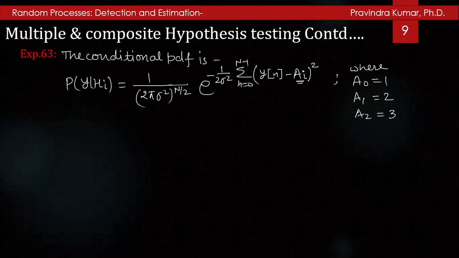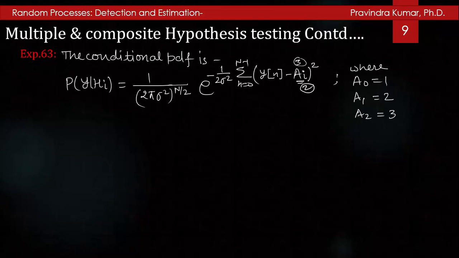And under the hypothesis H1, P(y given H1) will be equal to (1 by 2 pi sigma square) to the power n by 2, e to the power minus 1 by 2 sigma square summation n from 0 to n minus 1 of (yn minus 2) whole square, because for the hypothesis H1 the value of ai will be 2. And under the hypothesis H2, P(y given H2) will be (1 by 2 pi sigma square) to the power n by 2, e to the power minus 1 by 2 sigma square summation n from 0 to n minus 1 of (yn minus ai) whole square, where here ai will be 3.